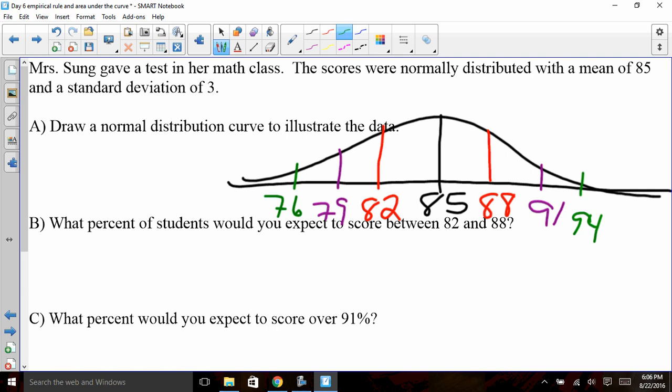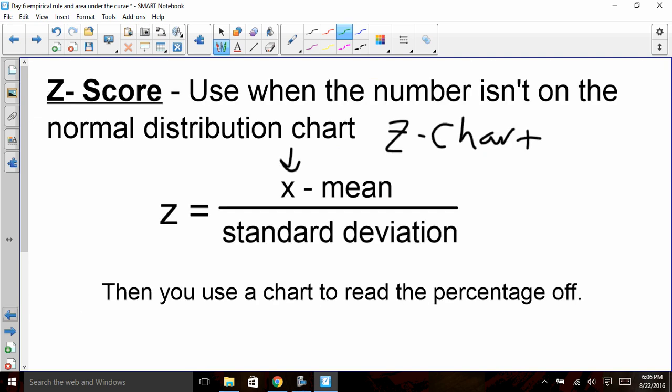Okay, what percent of students would you expect to score between 82 and 88%? Well, according to my first page of notes, if I went ahead and used that, it would be about 68%. Now remember, that's kind of just a rough estimate. So let's get used to using our z-chart and making sure we fully get the actual percentage. So I'm going to go back a slide for a moment. So we're going to go ahead and use our z. So we're going to take x, the number we're looking for, minus our mean, divided by standard deviation.